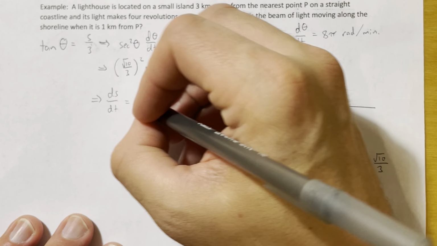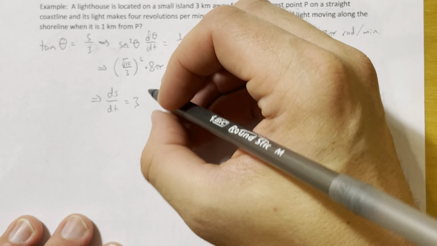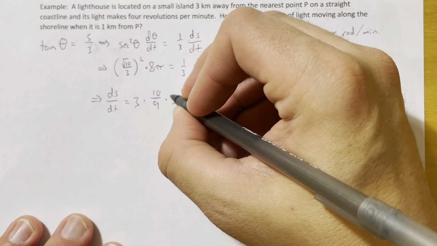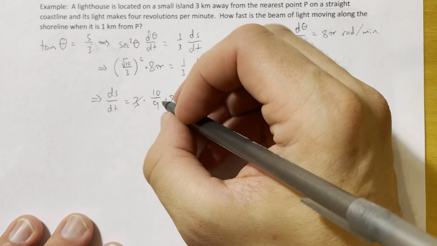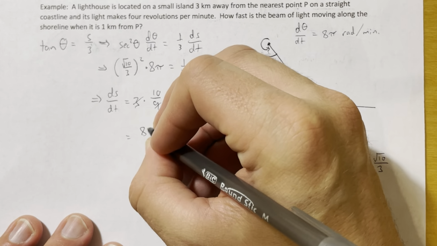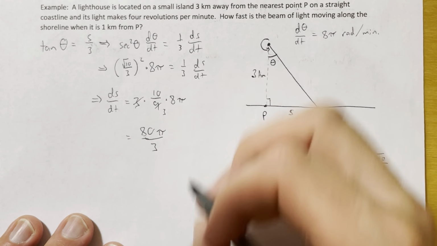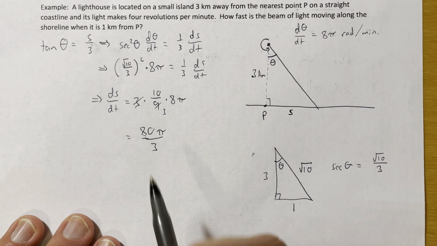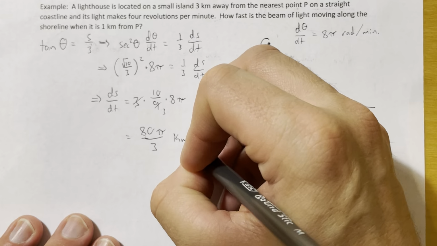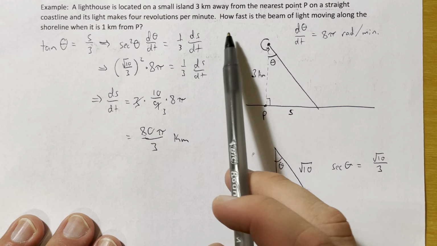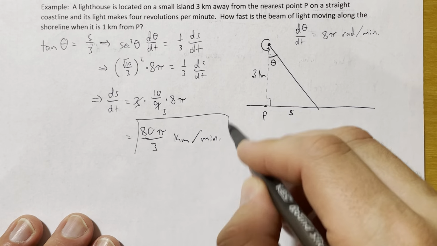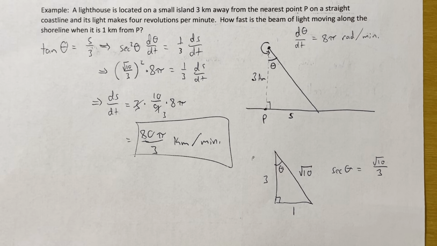So that gives me this. ds dt equals 3 times this thing squared, which would be 10 over 9 times 8 pi. Do a little canceling there. I'm going to get 80 pi over 3. And then once again, make sure you're using the right units. So this is a measure of length or distance. We've been measuring distances in kilometers. And the units of time that have been appearing here have been minutes. So that's kilometers per minute. And there it is. That's going to wrap up section 3.9.